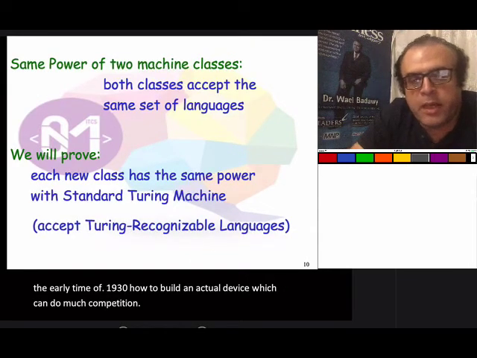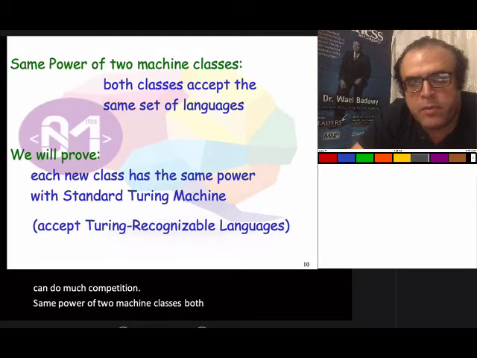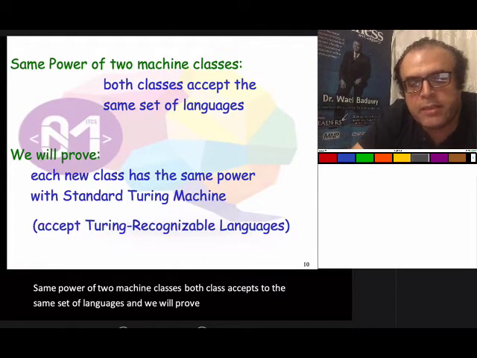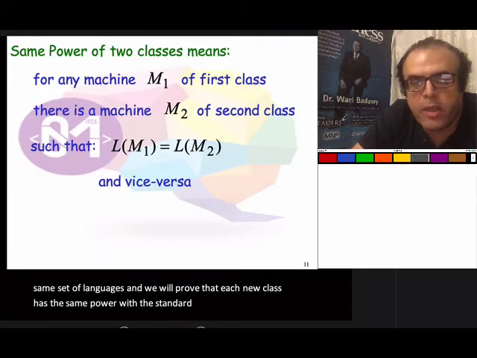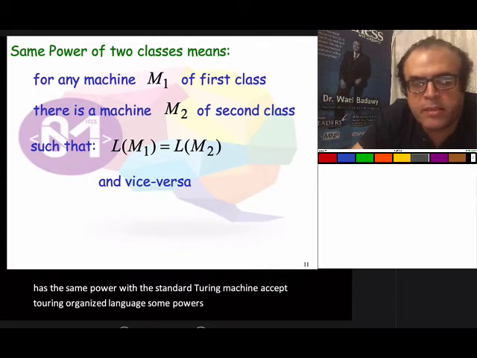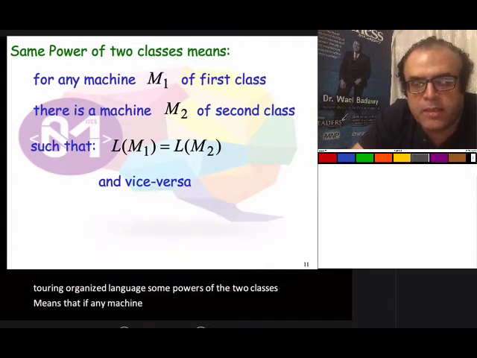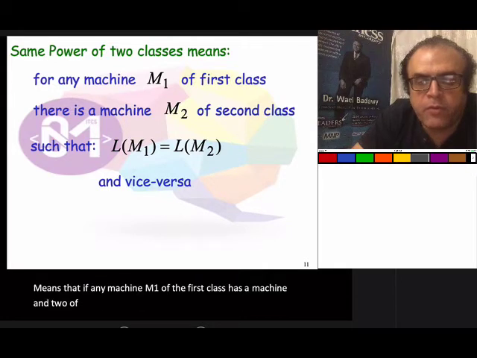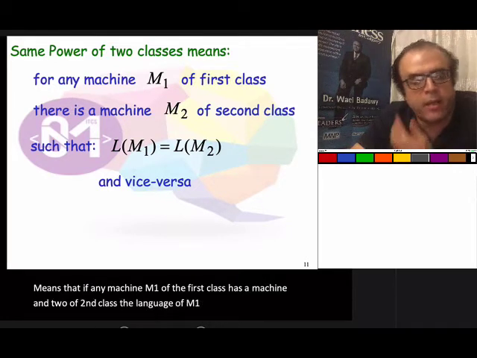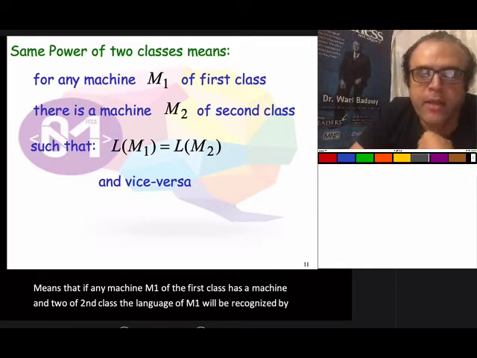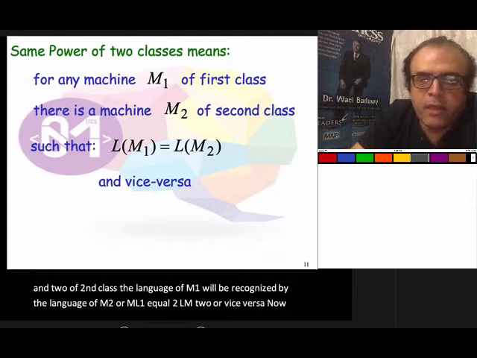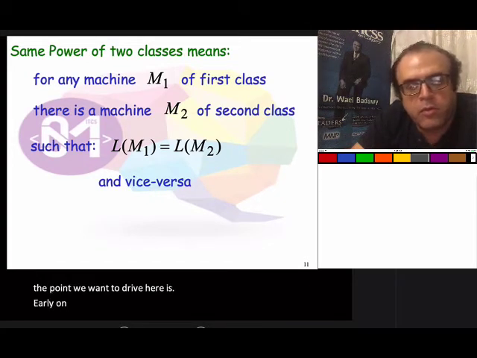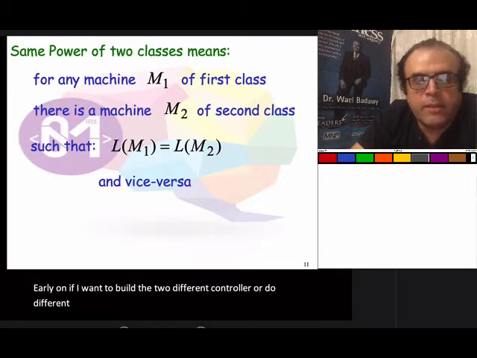Same power of two machine classes. Both classes accept the same set of languages, and we will prove that each new class has the same power as the standard Turing machine, except Turing recognized languages. Same power of the two classes means that if any machine M1 of the first class has a machine M2 of the second class, the language of M1 will be recognized by M2, or L(M1) equals L(M2), or vice versa. The point we want to drive home is that if I want to build two different controllers or two different computers, I would like to make sure that both of them will understand the same language.